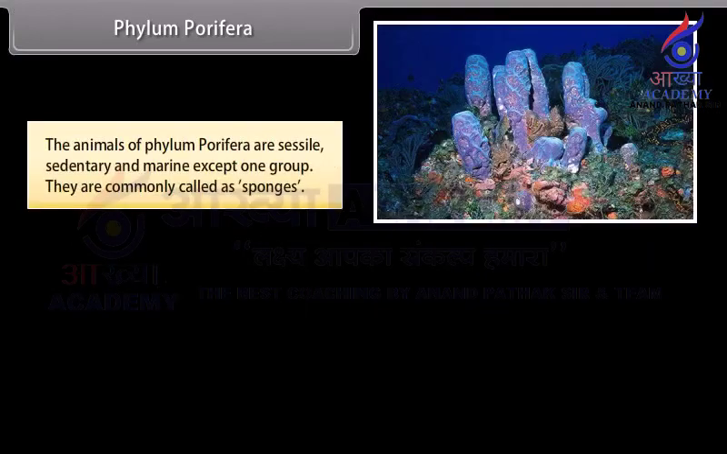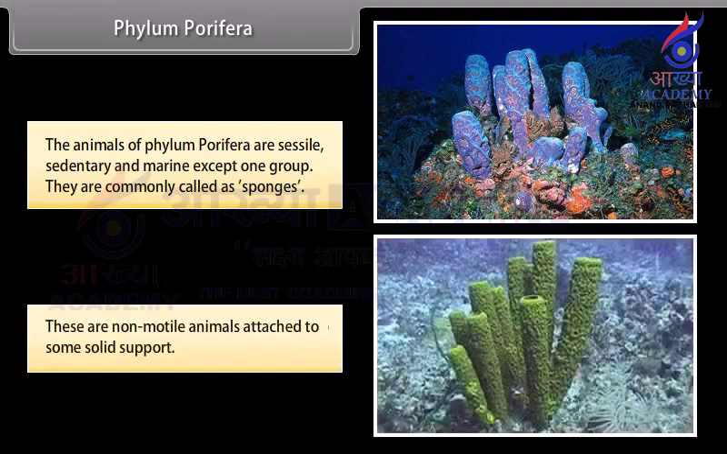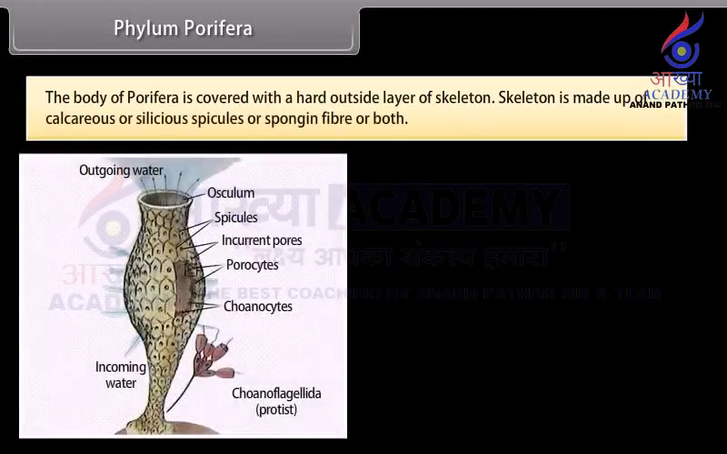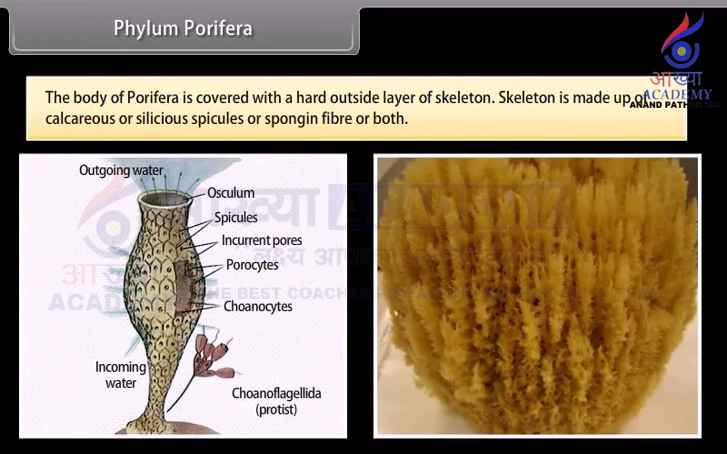The animals of phylum Porifera are sessile, sedentary, and marine except one group. They are commonly called sponges. These are non-motile animals attached to some solid support. The body of Porifera is covered with a hard outside layer of skeleton. Skeleton is made up of calcareous or siliceous spicules or spongin fiber or both.